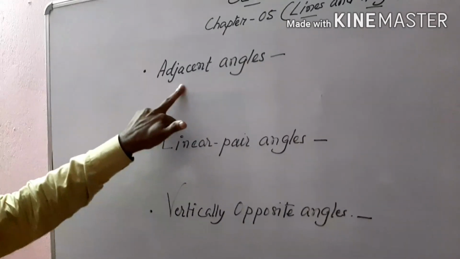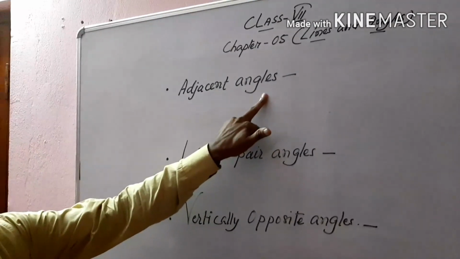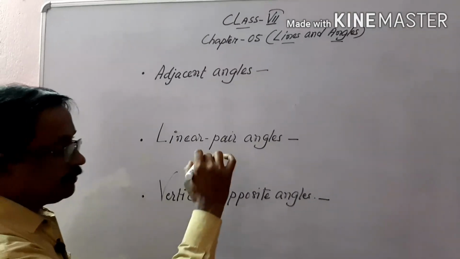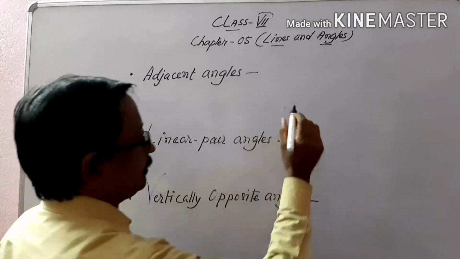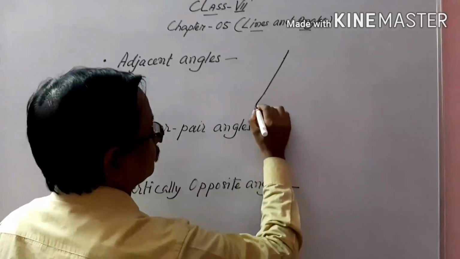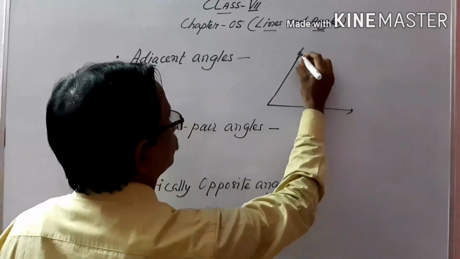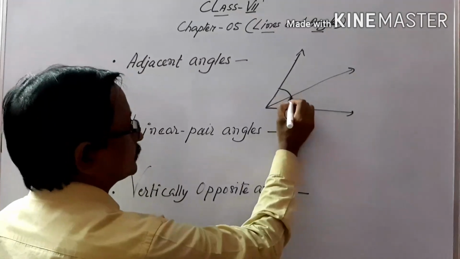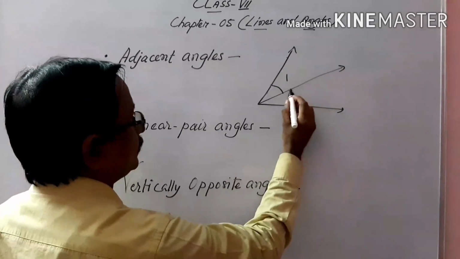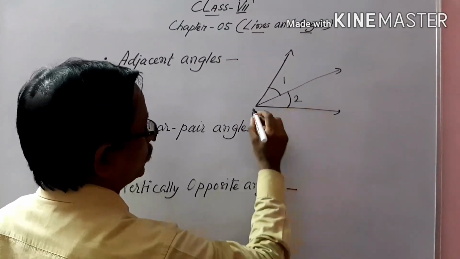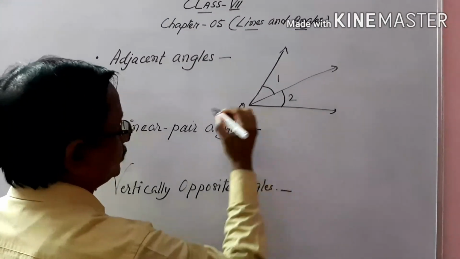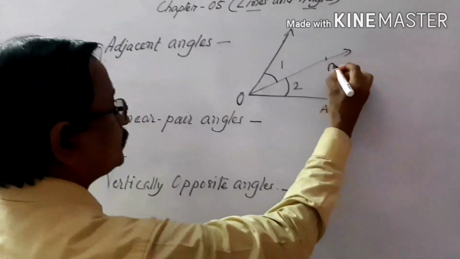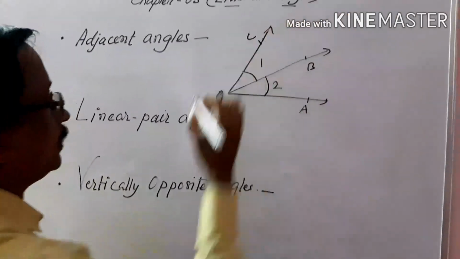Okay guys, next one, adjacent angles. So adjacent angles, I am drawing a figure. There are two angles, naming this one angle 1 and this one angle 2, and that common point is O. OA is one ray, OB is one and OC is one.